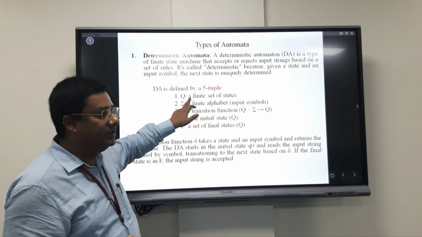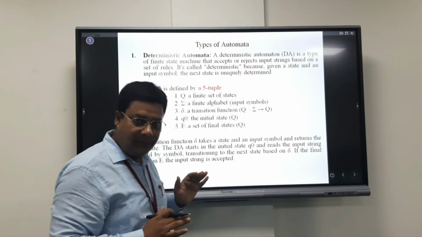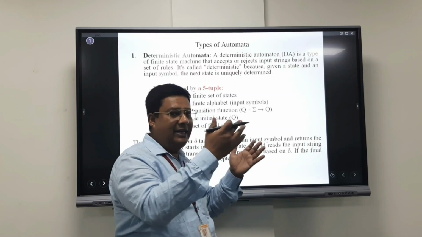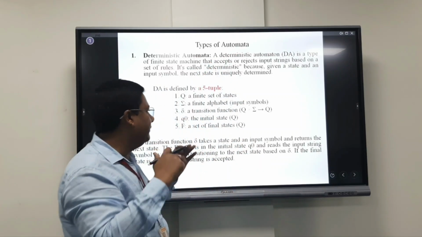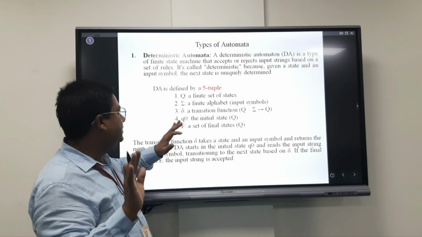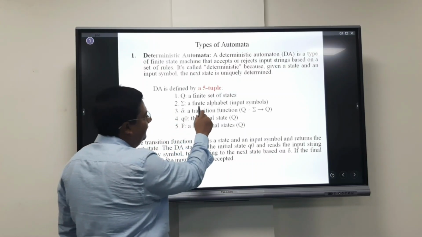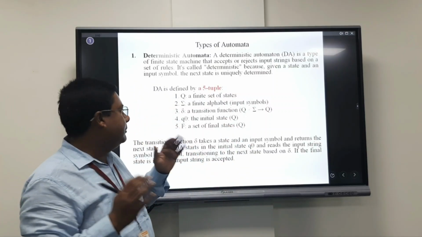How can we represent this? It is represented by Q1, Q2, Q3, Q4, Q5. Or we can start with any state we consider, like X, Y, Z, or Q0, Q1, Q2, Q5, whatever suits you, you can take it. Now this is sigma, a finite alphabet of input symbols. This is the input symbol.